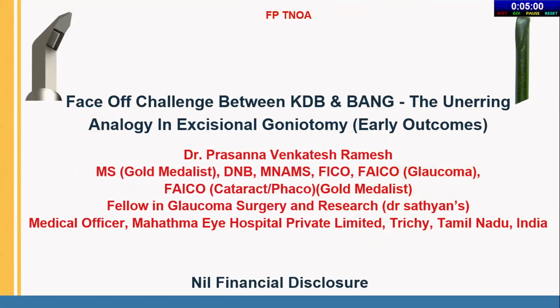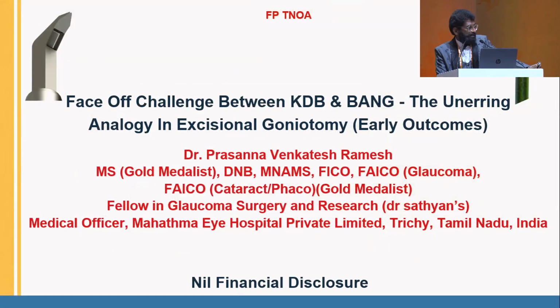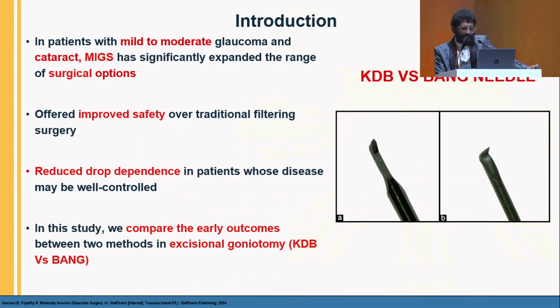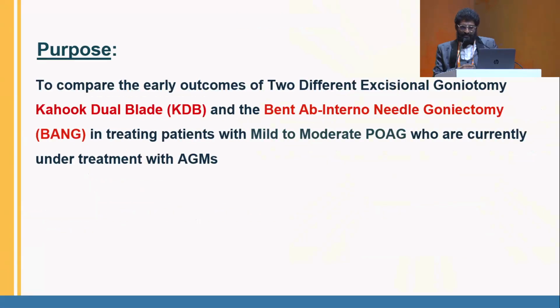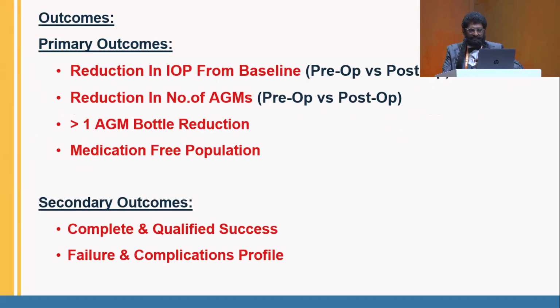So this is a TNOA free paper, a comparison between two excisional goniotomy procedures, KDB versus BANG, in mild glaucoma patients. The KDB blade and the bent ab interno goniotomy are well documented for minimally invasive glaucoma surgery, and mild to moderate POAGs were taken into this study.